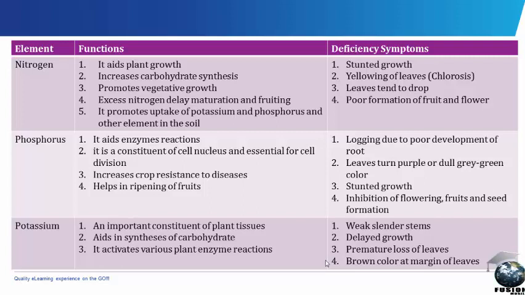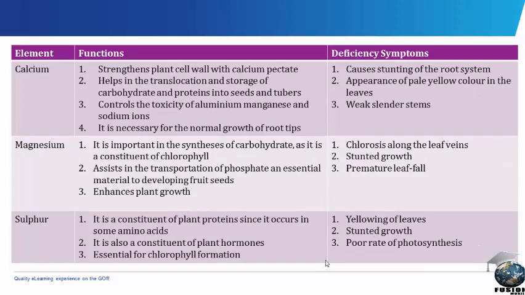Potassium is an important constituent of plant tissues. It aids in the synthesis of carbohydrates. It helps to activate various plant enzyme reactions. Deficiency in potassium causes weak slender stems, delayed growth, premature loss of leaves, and brown color at the margin of leaves.